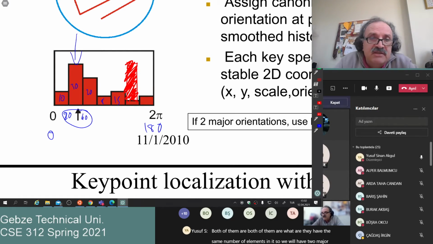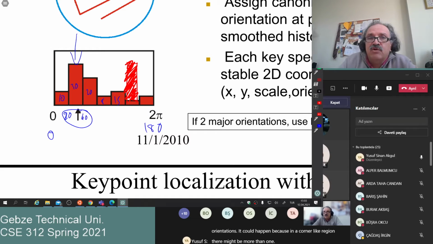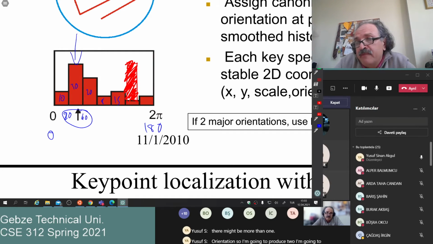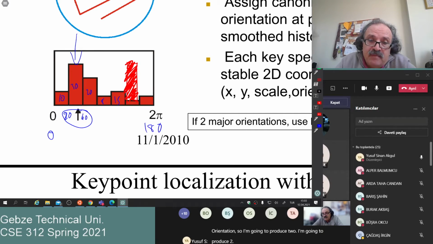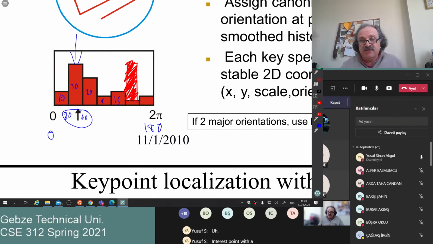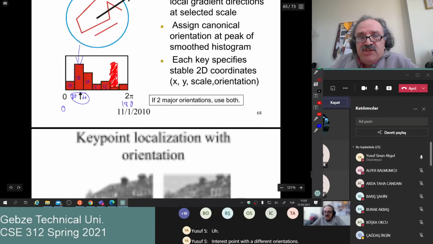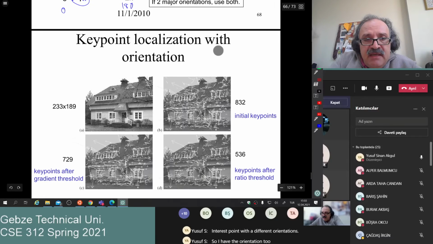It could happen because in a corner-like region there might be more than one orientation. So I am going to produce two interest points with different orientations. So I have orientation 2, and these are some examples actually.